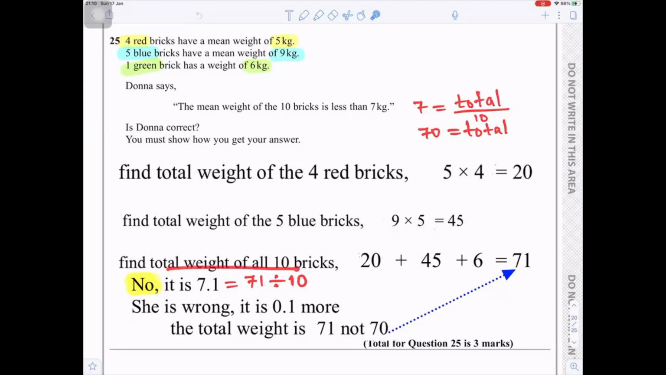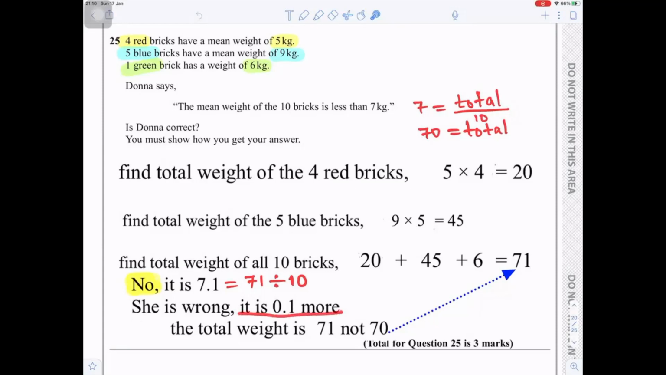And for the total weight of the 10 bricks, there's 4 red, 5 blue, and 1 green. 4 plus 5 is 9, plus 1 is 10. So the total weight of the 10 bricks is 20 for the red, 45 for the blue, plus 6 for the green. That gives you 71. The mean of the 10 bricks will be 71 divided by 10, which gives you 7.1. And 7.1 is not less than 7 kilograms. So is Donna correct? No, she is wrong.